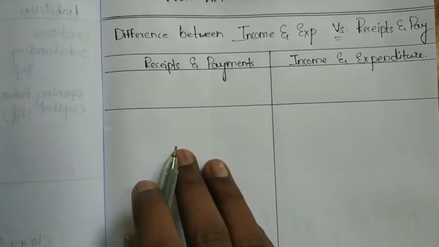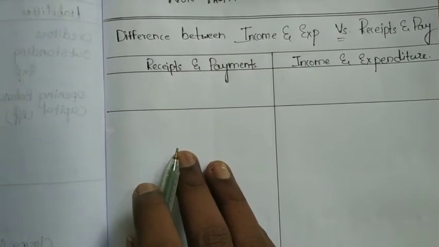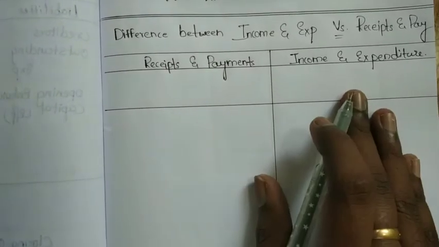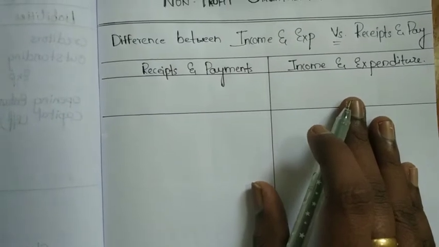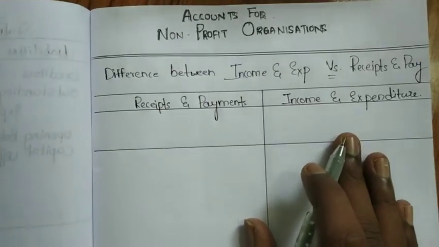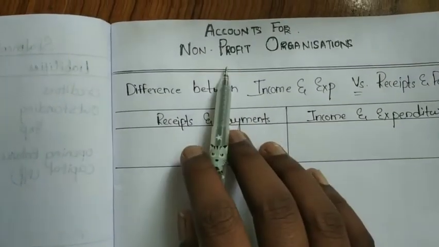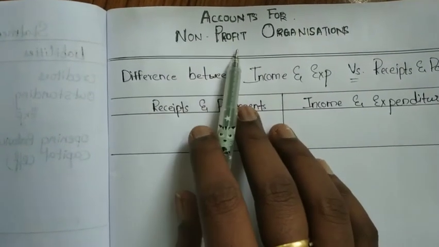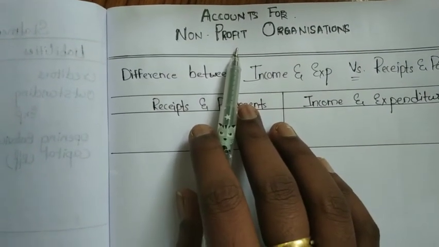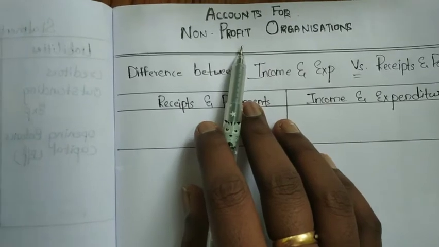So in today's class, we are going to see what is the difference between receipts and payments and income and expenditure account. In last class, we have seen what accounts will be prepared by a non-profit organization and what is the definition of a non-profit organization. So the non-profit organization will prepare three accounts.